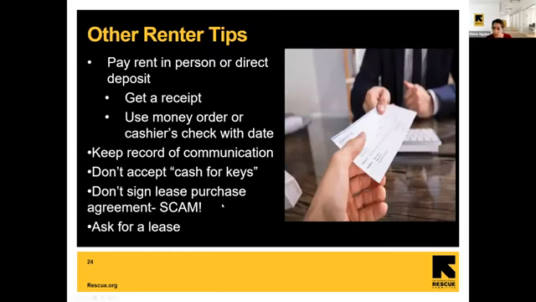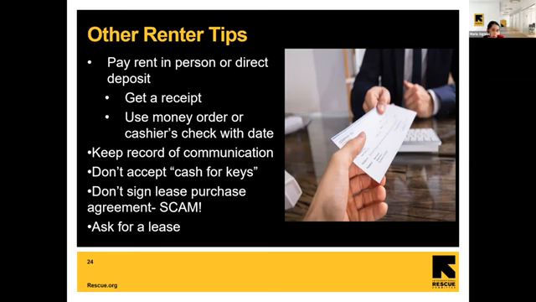So just some last tips for protecting yourself as a renter. Try to pay your rent, if you can, in person, using a money order or a cashier's check with the date on it. Or if you can, do direct deposit, right? Because those will have a date. Regardless, if you can get a receipt, that's always the best option, because you want to prove that you're paying your rent on time, so that there's no question in the future about that.